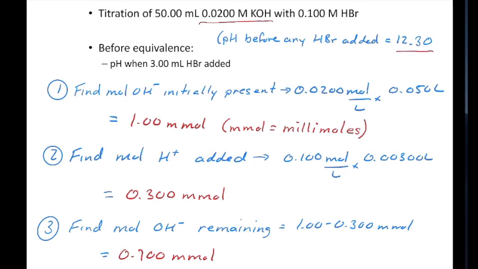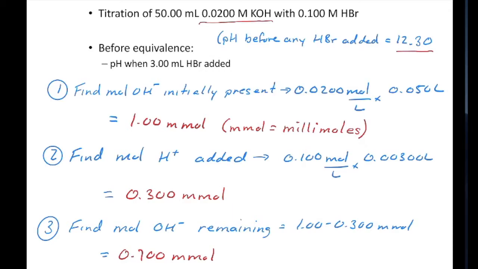So now that we know the starting point, we know that any other pH that we calculate has to be less than 12.3. Because once we start the titration, we've started to add acid, and that's going to react with some of the OH minus, which will then make the pH more acidic. So we're going to look at a point before the equivalence point when 3 milliliters of HBr has been added.